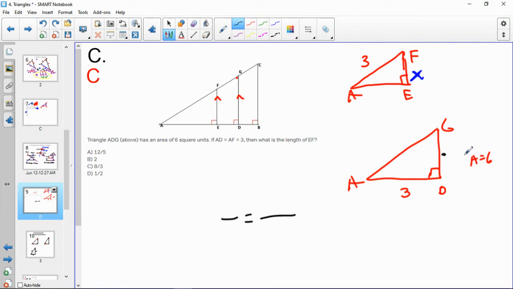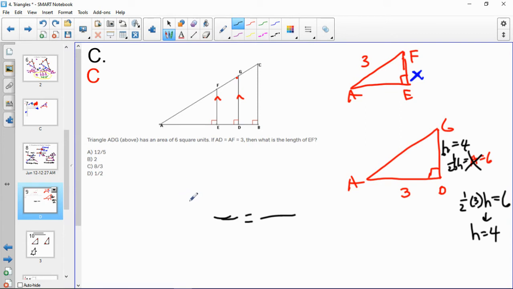So they already told me that the area of triangle ADG is equal to 6. So if I do area is equal to 1/2 base times height, and we get rid of the middleman here and make the formula equal the area, I have 1/2 times 3 times h equals 6. When I solve this, I get h is equal to 4. And now I know h is equal to 4.